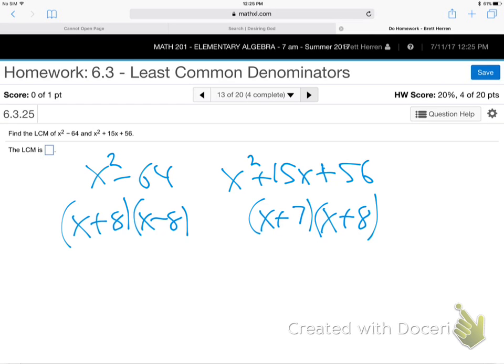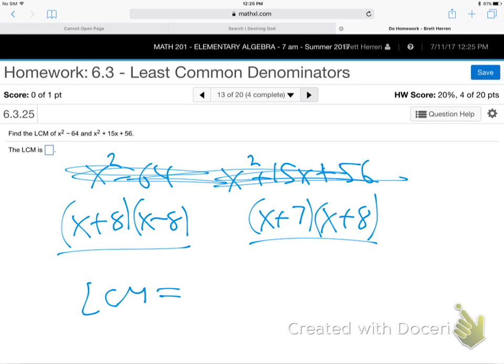Now, so we're looking at x plus 8 and x minus 8 and x plus 7, x plus 8. And we want the LCM. Can you do that? Go ahead and grab the LCM. We're not even looking up here anymore. These are over. These are gone. Just looking at the stuff we have. How do you do it?